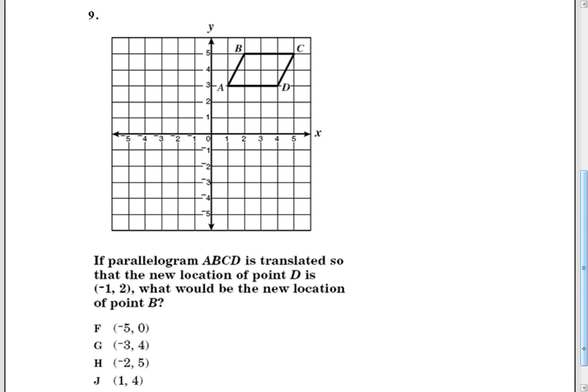Translate. What's another word for translate? We're going to slide. So the orientation is going to be the same. A and D will still be on the bottom. B and C will still be on the top. New point. D, -1, 2. What do you want to call the new D?